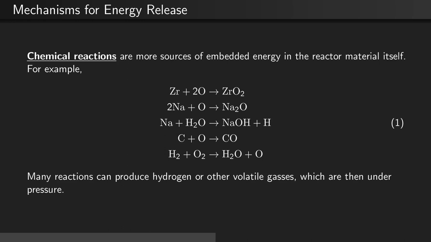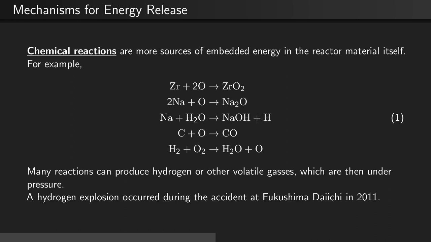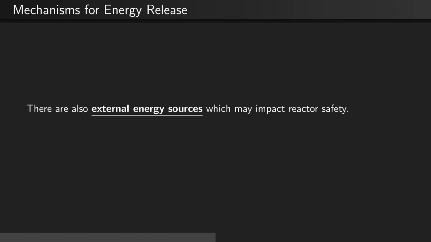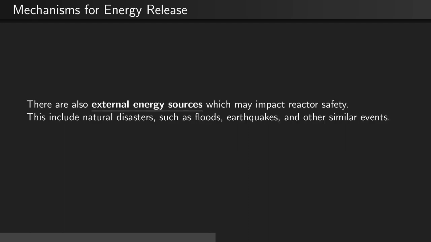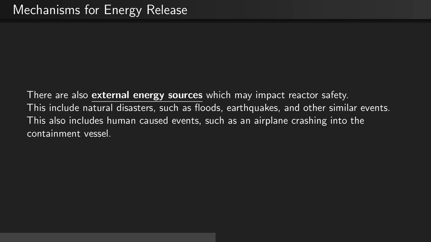Many of these reactions can produce hydrogen or other volatile gases, which are then under pressure because they take place within the pressure vessel. A major example of this is that a hydrogen explosion occurred during the accident at Fukushima Daiichi in 2011. There are also external energy sources which may impact reactor safety. This includes natural disasters such as floods, earthquakes, and other large similar events. This term also includes human-caused events, such as an airplane crashing into the containment vessel.